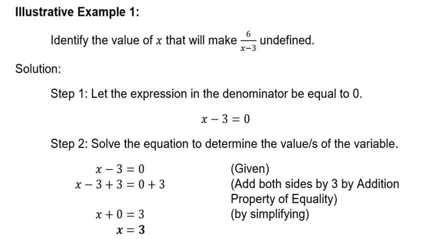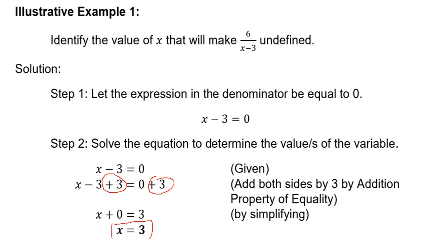Add 3 to make the expression here. You have to add 3 on both sides, which is using the addition property of equality. That is negative 3 plus 3, which gives us 0. 0 plus 3 gives us 3. Now, we have the final answer as 3.